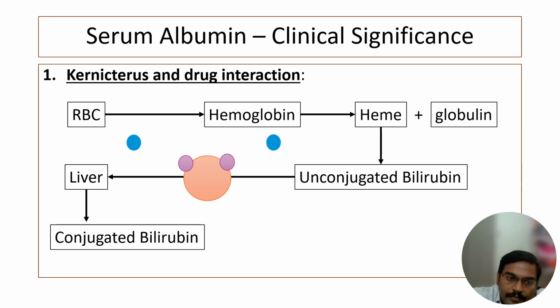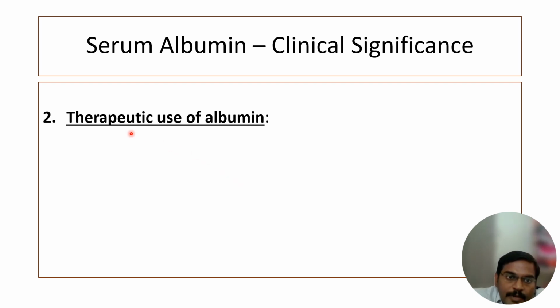Second, albumin is used in therapeutics. I had told you that albumin has oncotic pressure. What is oncotic pressure? It is the pressure which is going to attract or mobilize water from the cell into the blood.